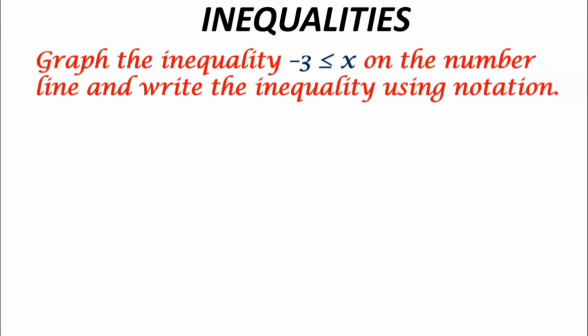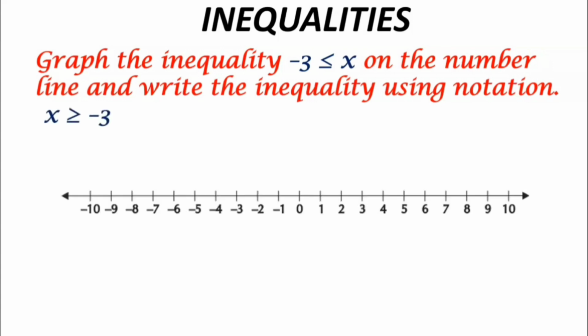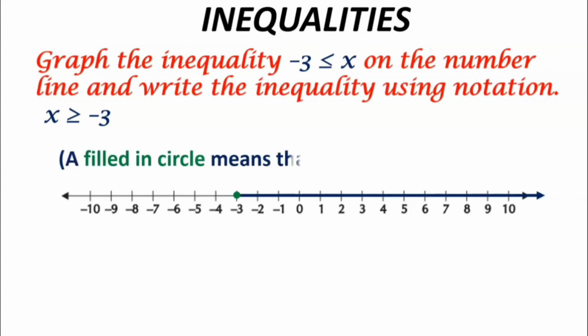Okay. Here -3 ≤ x. That means it is nothing but x ≥ -3. Right. Now let us take a number line. Here, as x ≥ -3, x takes the value -3 and along with that, all the values more than -3 up to infinity. Remember, here a filled in circle at -3 means the value -3 is also included in the values of x.